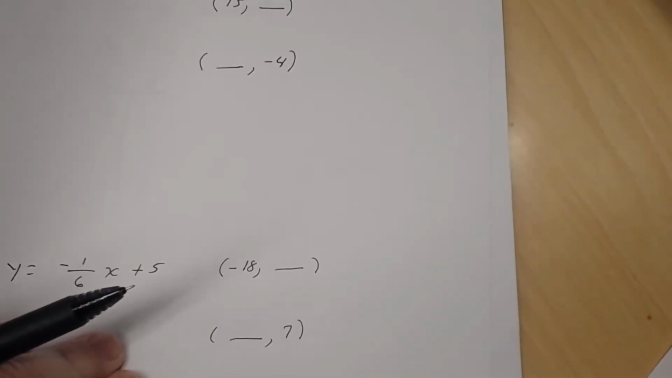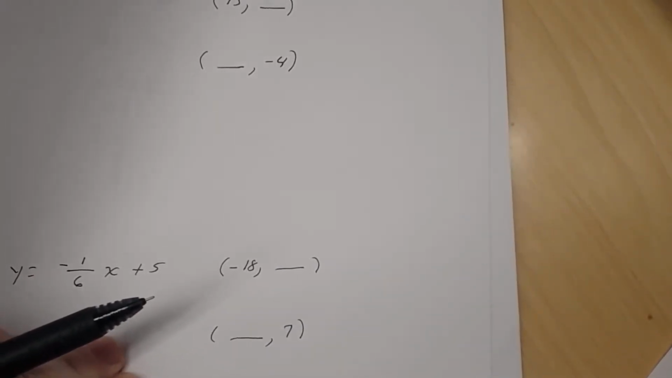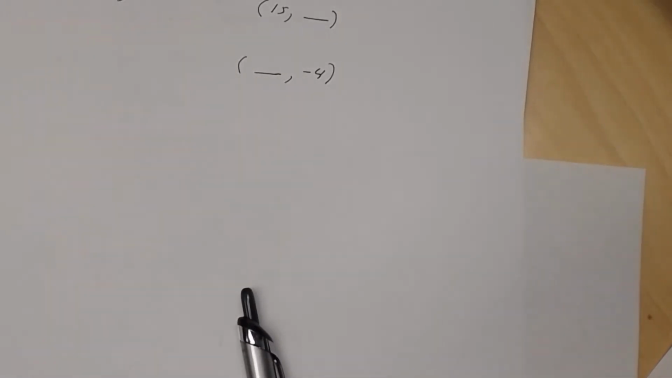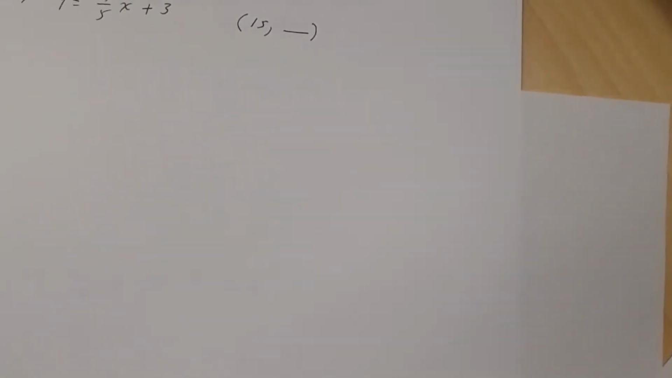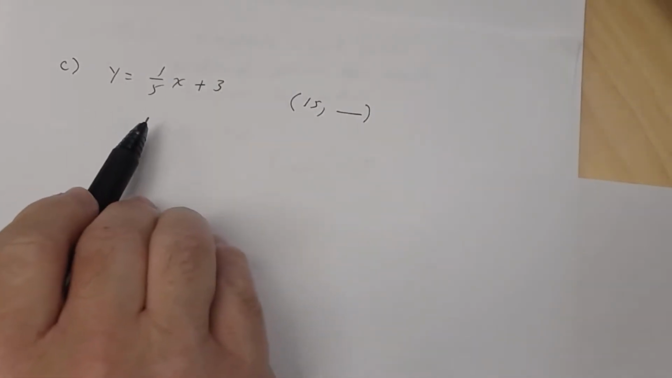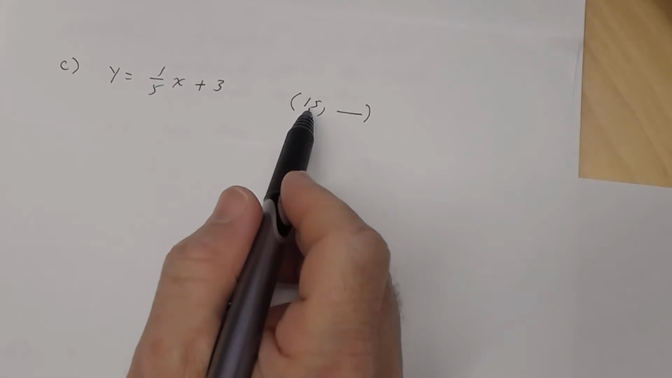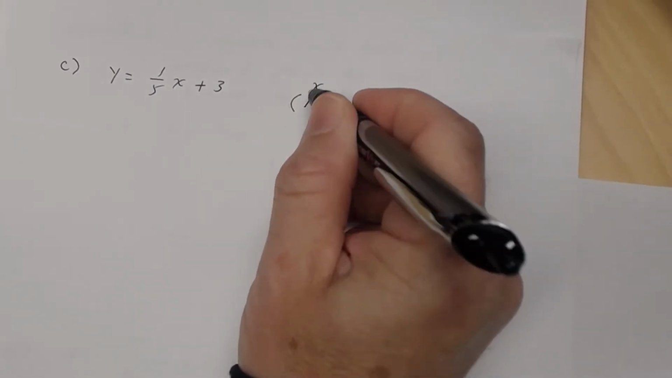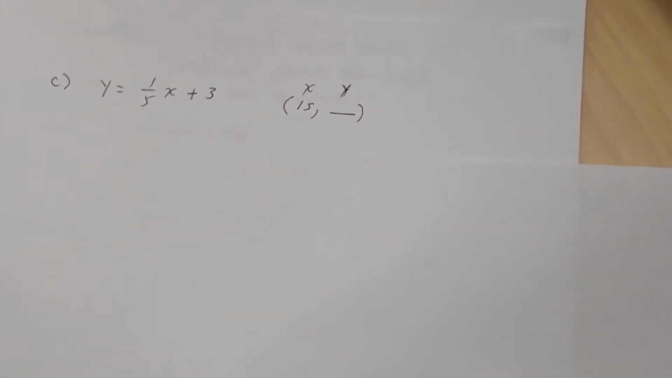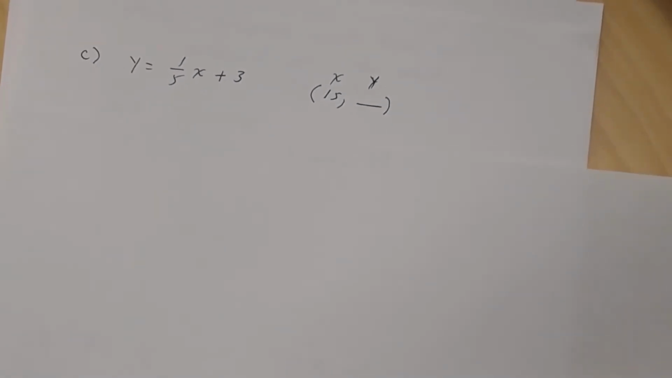All right, so now let's look at C. In part C, you have y equals 1/5 x plus 3. So you have this linear equation. Again, you're told, in this case, x is 15, and you want to solve for y. You want to find out what this y equals. So where we see the variable x, you're going to substitute 15.